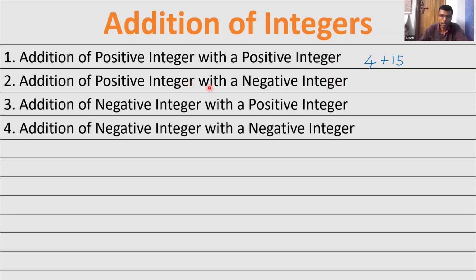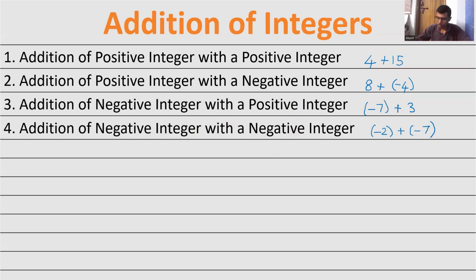Now addition of a positive integer with a negative integer. An example could be something like 8 plus minus 4. Next, addition of a negative integer with a positive integer. An example can be something like minus 7 plus 3. And then addition of a negative integer with a negative integer. It can go something like minus 2 plus minus 7. Okay. See guys, now I'm going to take each one of them in detail.